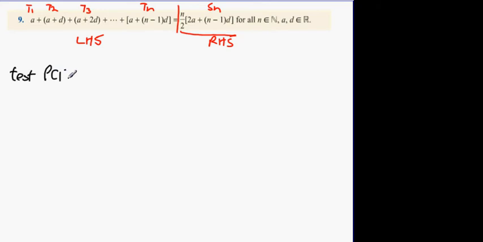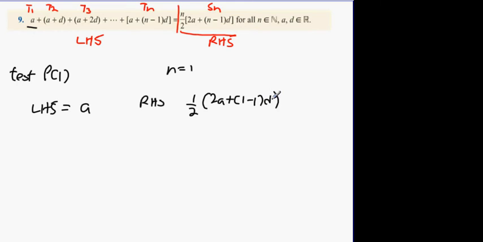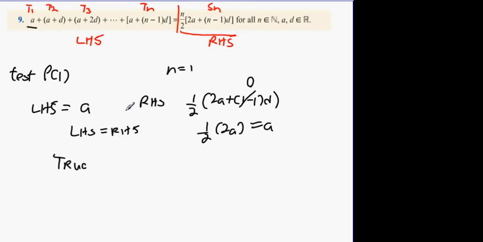Test p of 1. So p of 1 is t1 on the left hand side, that equals a. On the right hand side, that means replace n equals 1, so we're going to get half times 2a plus 1 minus 1 times d. 1 minus 1 is 0, so 0d. A half of 2a equals a. So they're both true, as LHS equals RHS, true for p of 1.